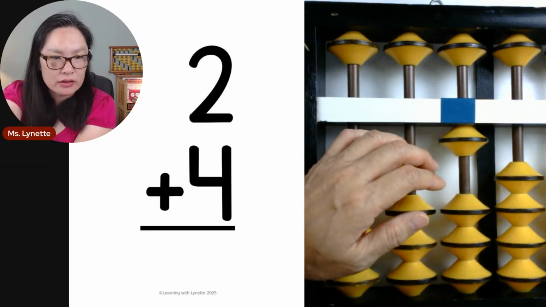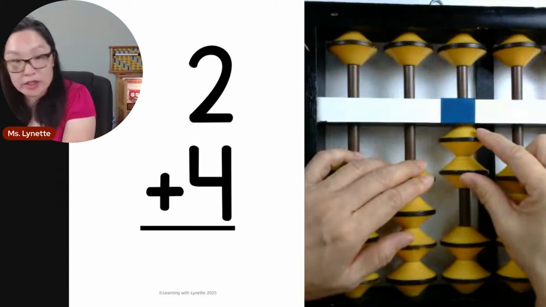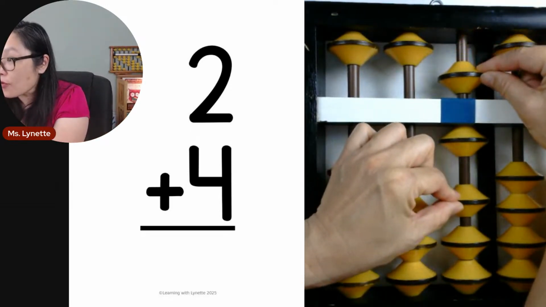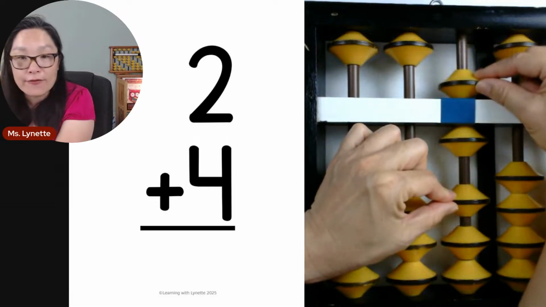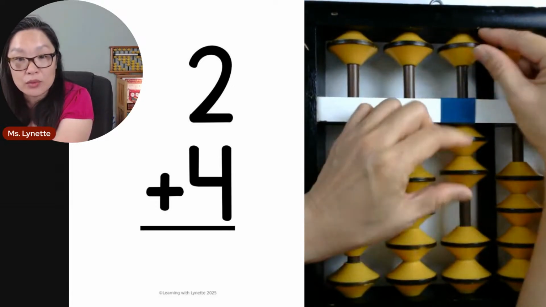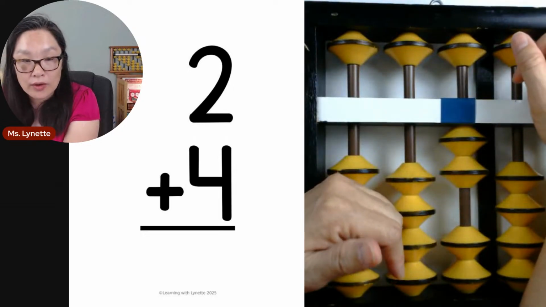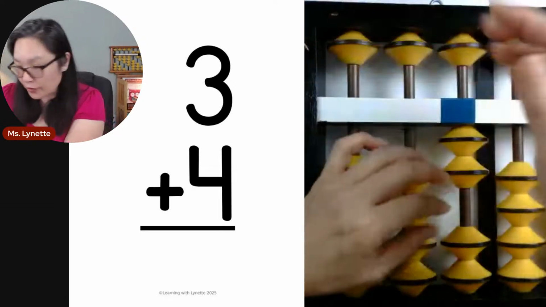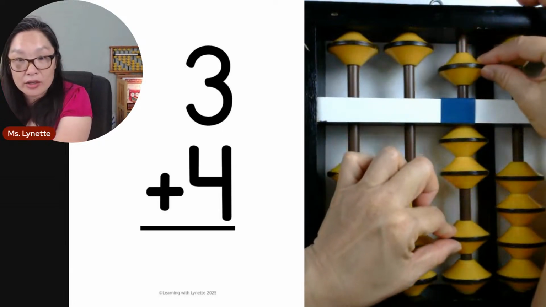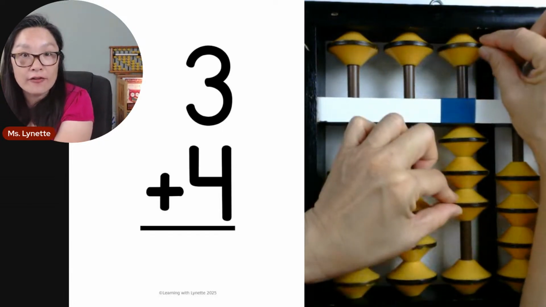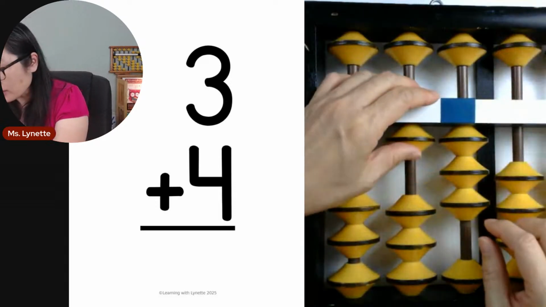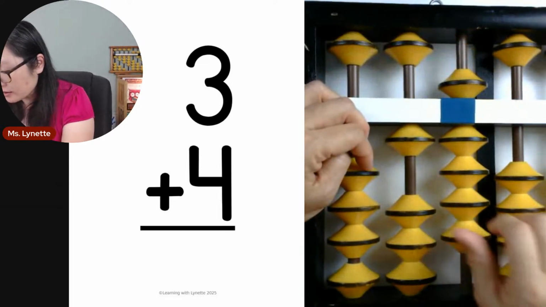So the next question is 2 and then add 4. When we add 4, we want to plus the 10, plus the 5, and then take away the 1. This is the pattern that they will see when they want to add the 4. And then the next question would be 3. Again, the pattern is adding the 5, take away the 1, when we want to add the 4.